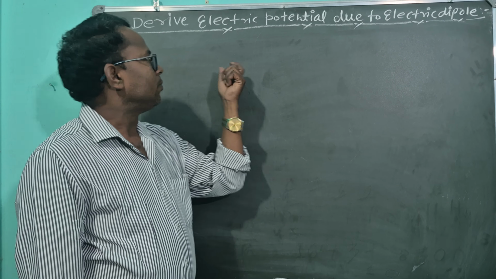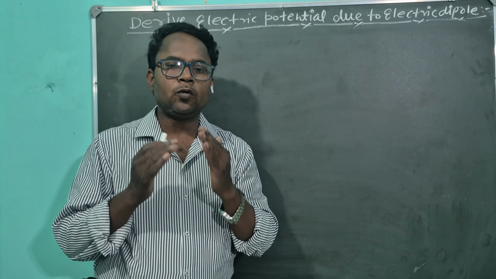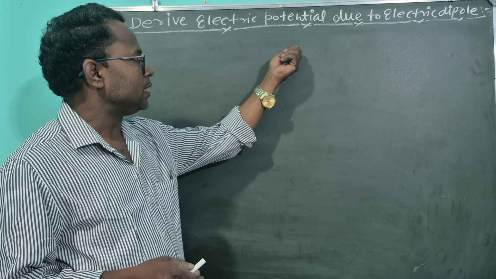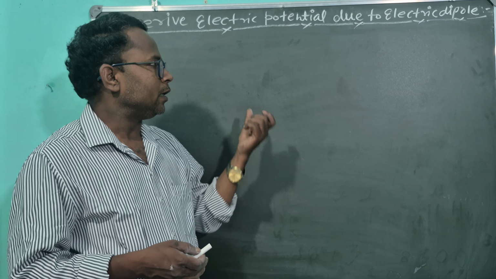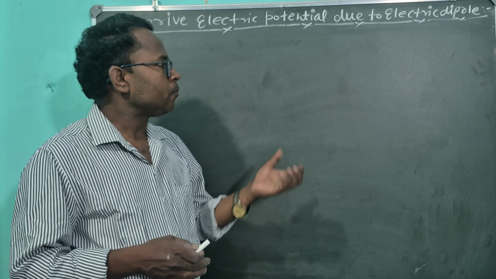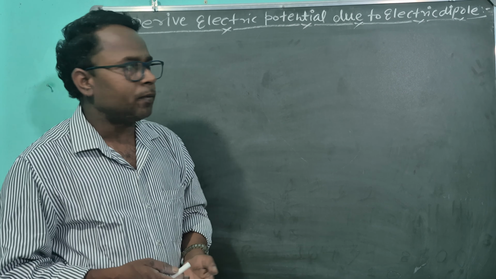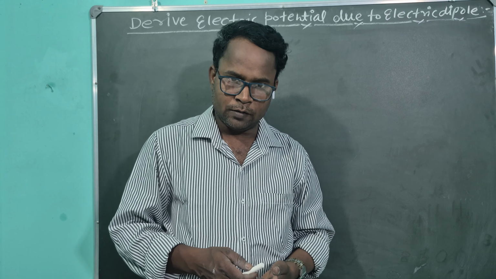Today we will discuss electric potential due to an electric dipole. There are two derivations of electric potential due to an electric dipole: one is the axial position and the other is the broadside position. Both questions are very important. In this session, we will cover electric potential due to an electric dipole in the axial position.